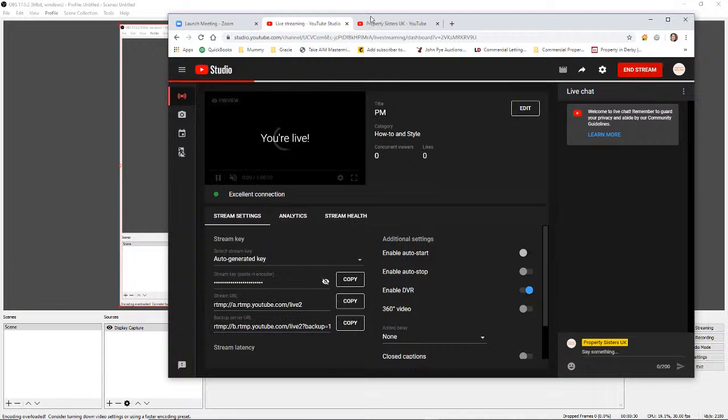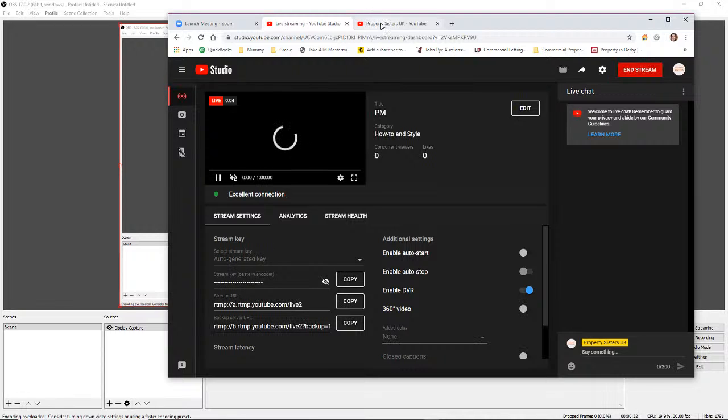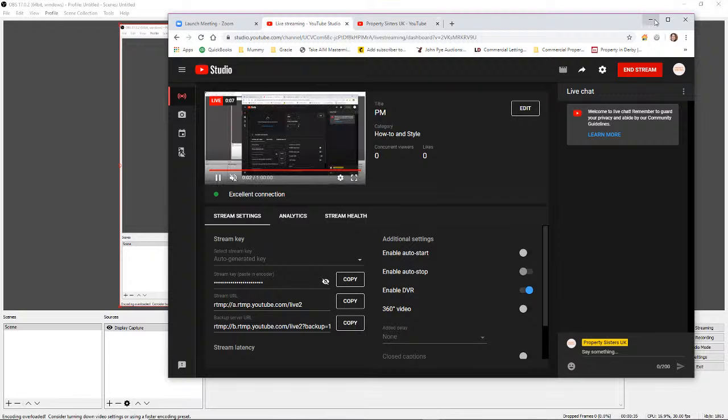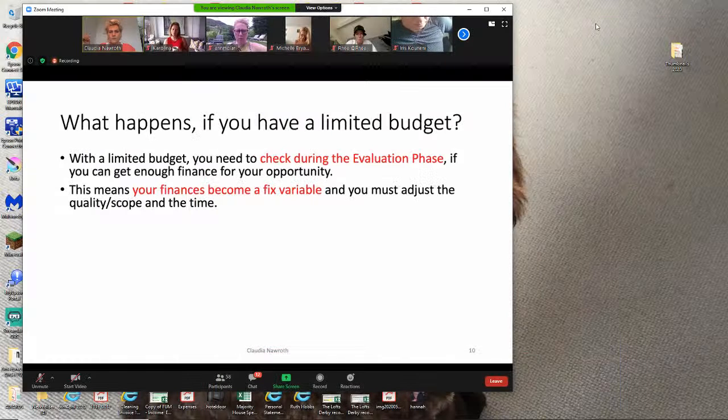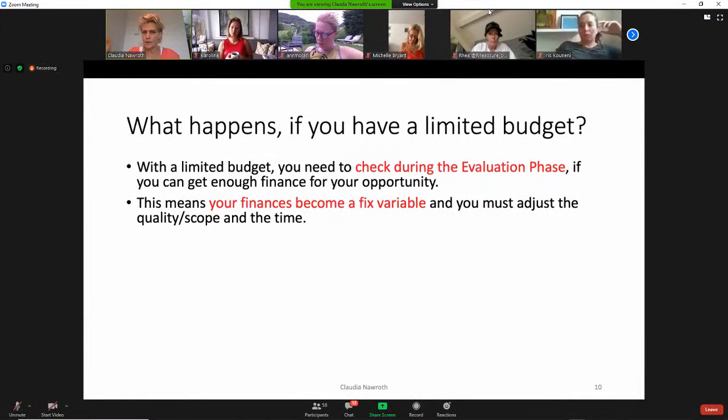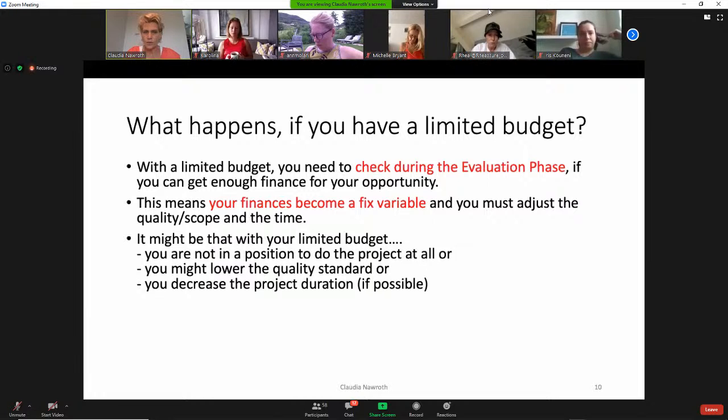Fixed budget, it means that, coming back to these three variables, time, cost, and quality, you have to adjust the time and the quality so it fits with the amount of money that you have available. So, for example, if you have a limited budget, you might not be in a position to do a project at all. You find that out during the appraisal.